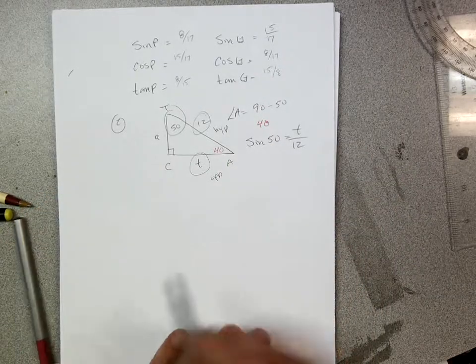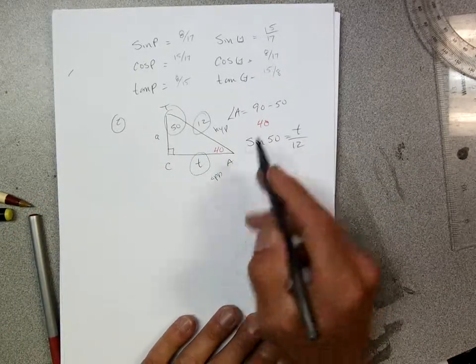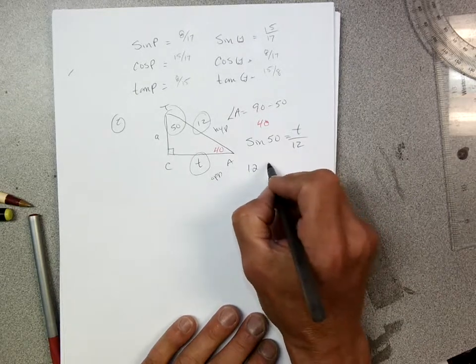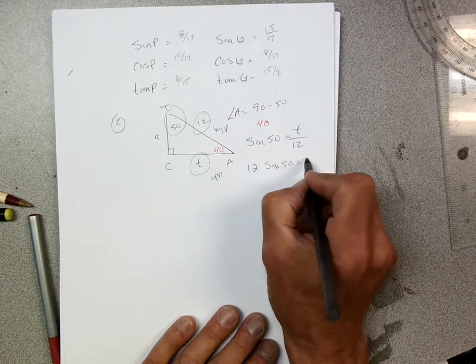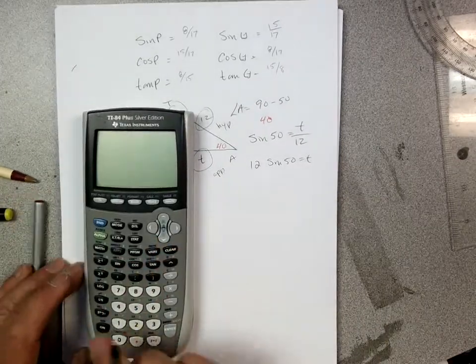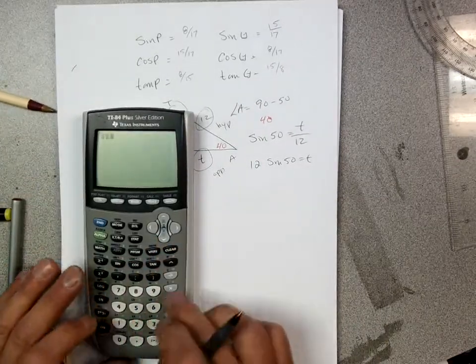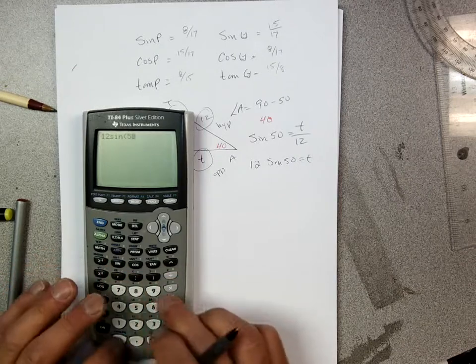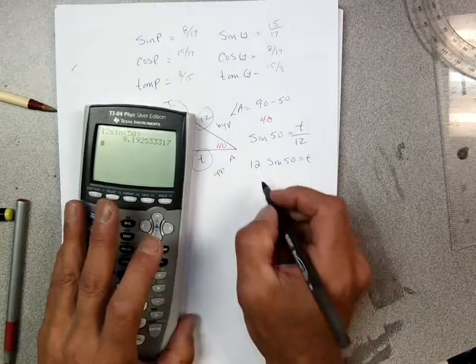Okay, and then we're just going to solve, cross multiply, so the 12 comes up here. 12 sine of 50 equals t, right? And I'm just going to use my calculator. 12 sine 50, and I get an answer of about 9.2, okay?